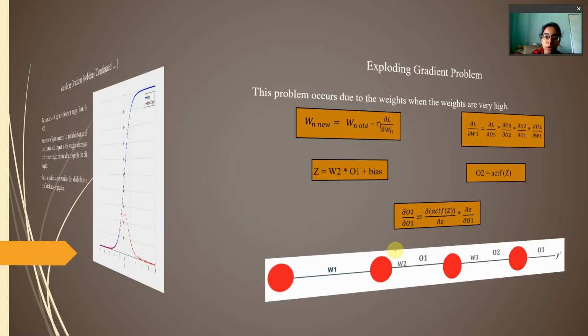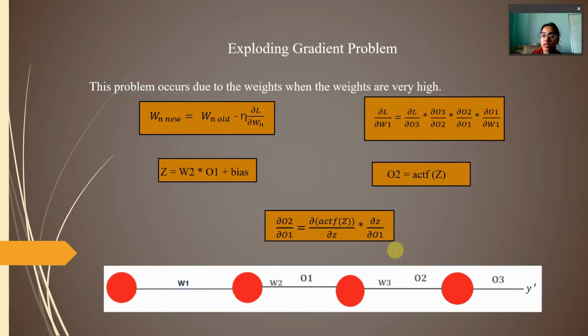Another drawback of the sigmoid function is the exploding gradient problem. Now this exploding gradient problem generally occurs due to the weights. This problem occurs when the weights are very high, that is, we have initialized the weights to be very high. Then this exploding gradient problem occurs. Now how does this problem occur?